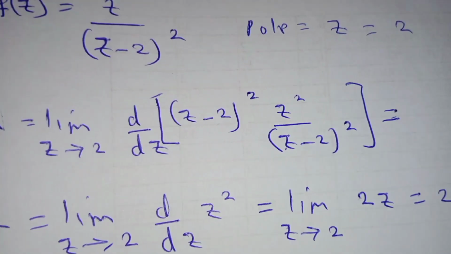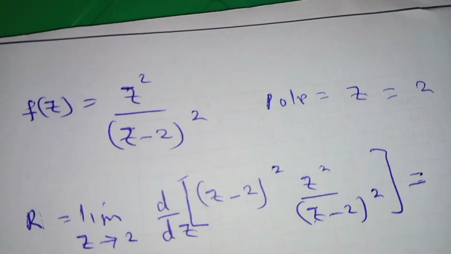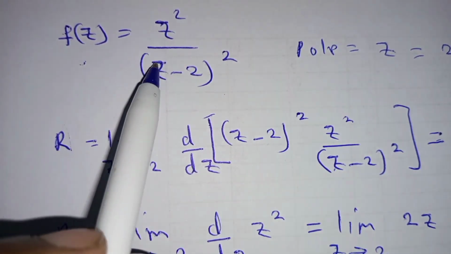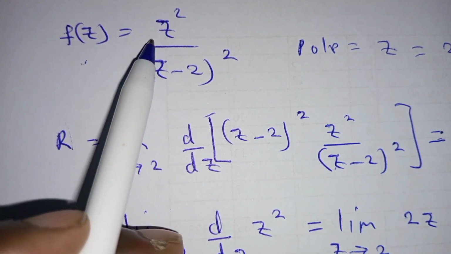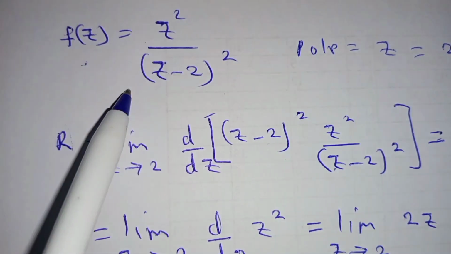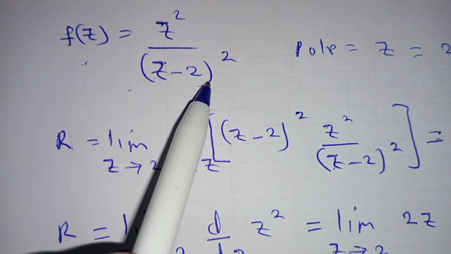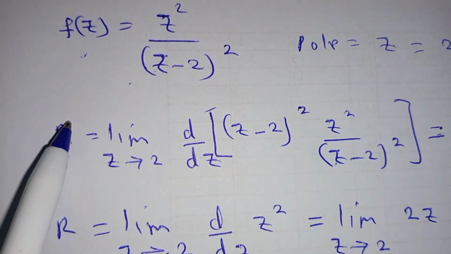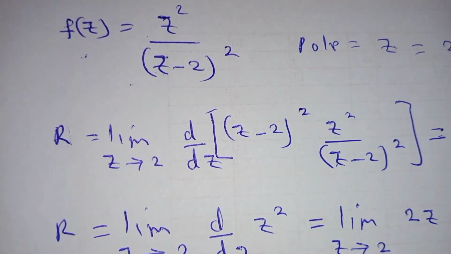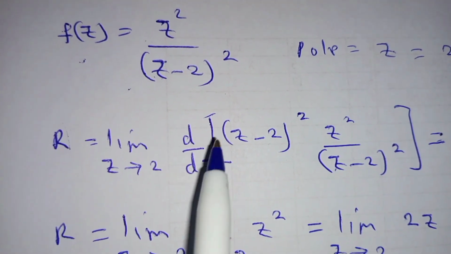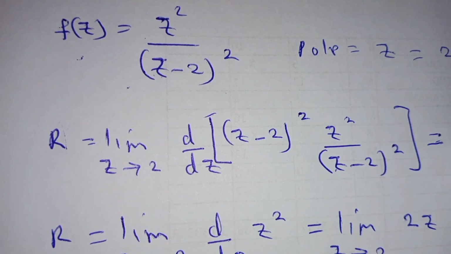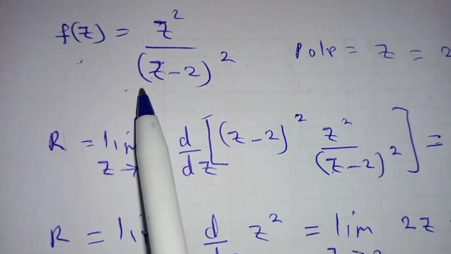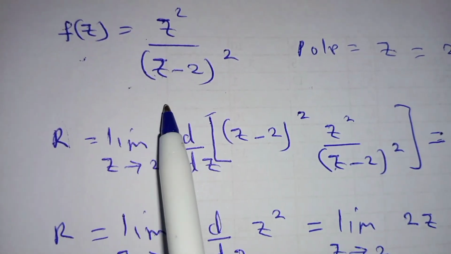So this is the question we are given here: f of z is z squared divided by (z minus 2) squared. So you are going to obtain the residue at its pole. To get the residue here is very simple. All you need to do is to identify the pole, and in our case the pole is z equal to 2, because at z is equal to 2, this function is not defined.